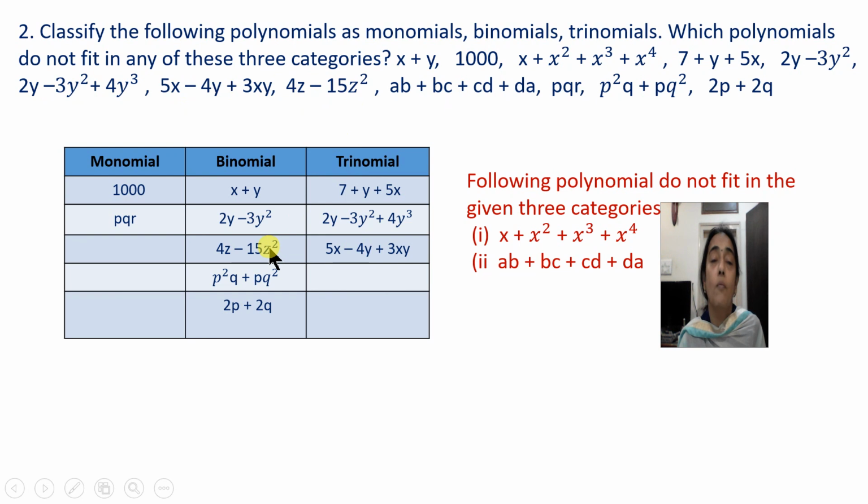So under binomial. Now ab plus bc plus cd plus da. There are how many? 4 terms. It will not come under monomial or binomial or trinomial. So where will we write? We will write it here, where it does not fit under any of the 3 given categories. Now we move to the next one, which is p square q plus pq square. How many terms? 1 and 2. So we will write it under binomial. The next one, 2p plus 2q. Again there are 2 terms. So we will write it under binomial.